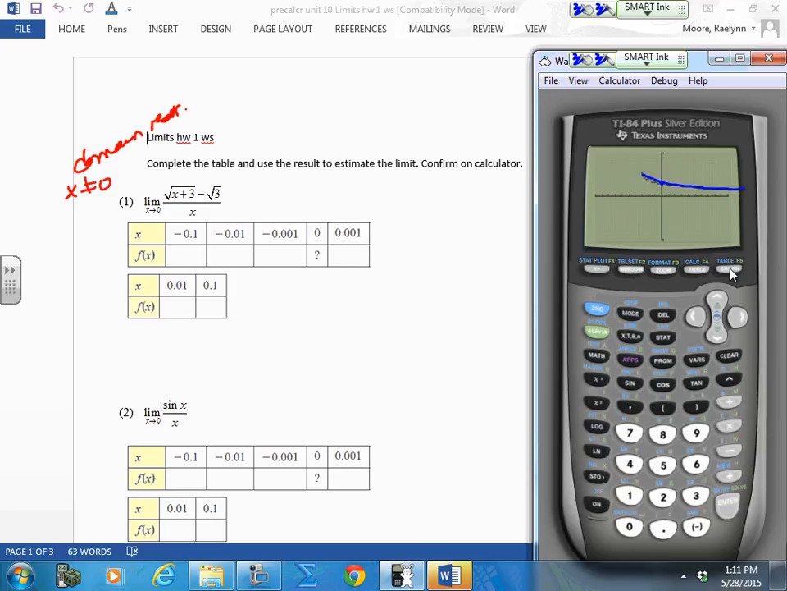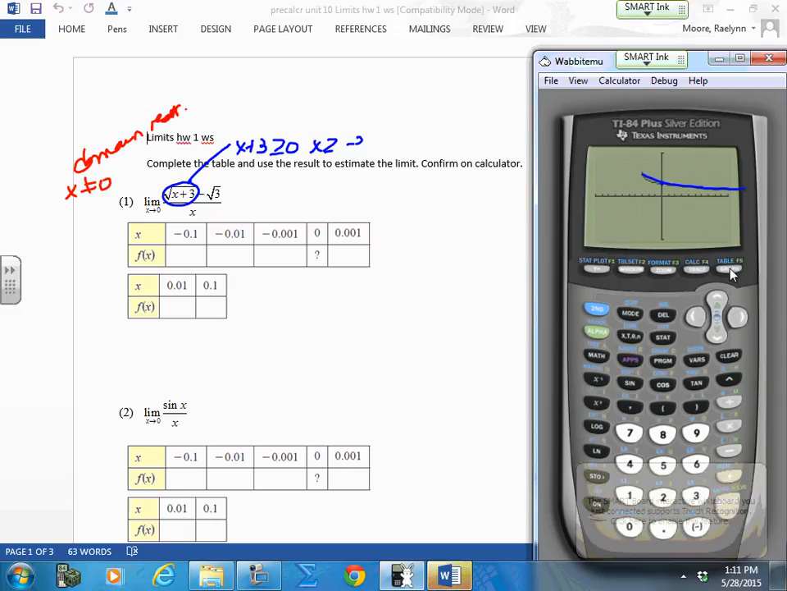I also have restrictions in my domain because of this guy. X has to be greater than or equal to -3. This is my radical one. So if I have to be greater than or equal to -3, that's why it's starting right there. Okay? But then I threw a second one in it.